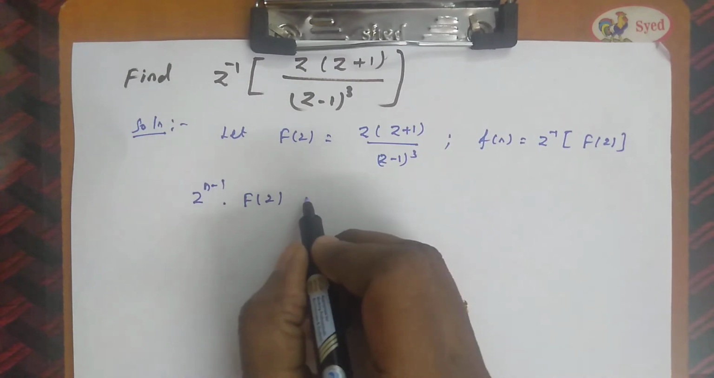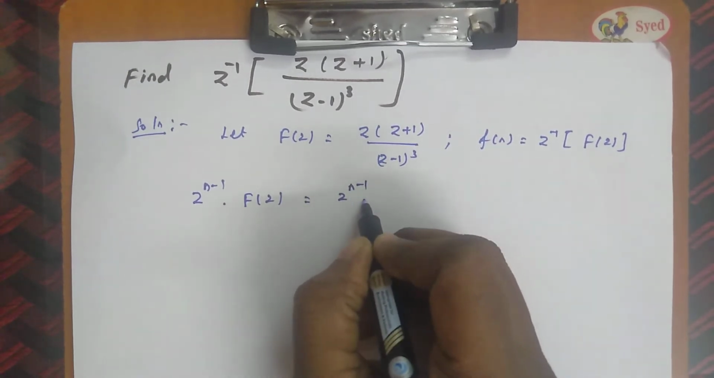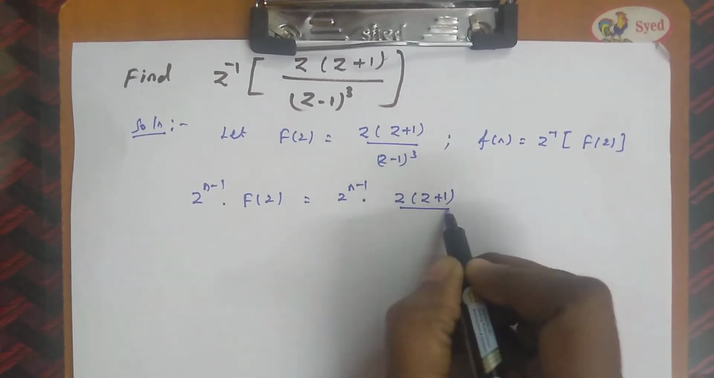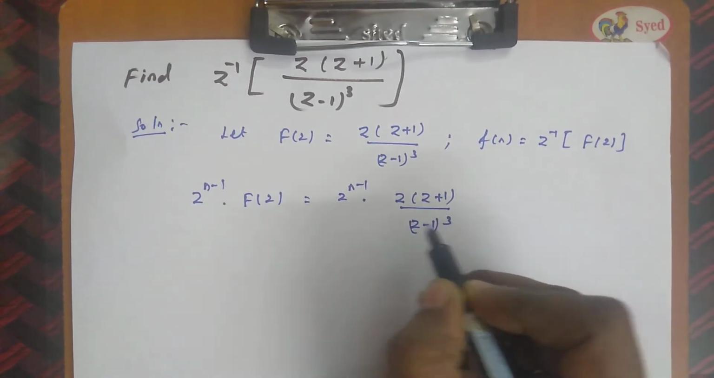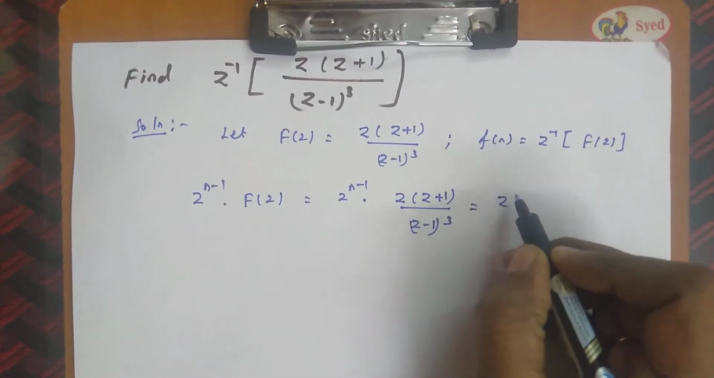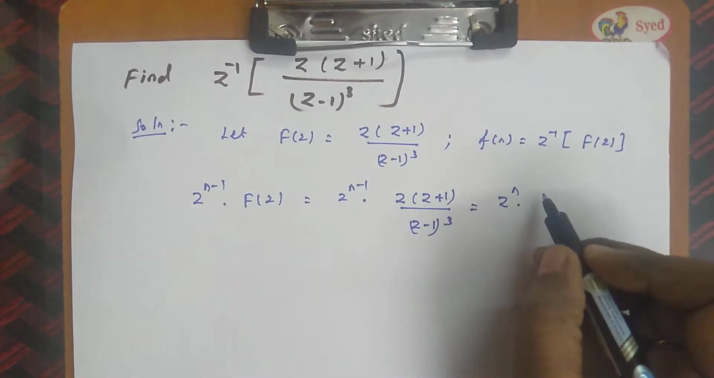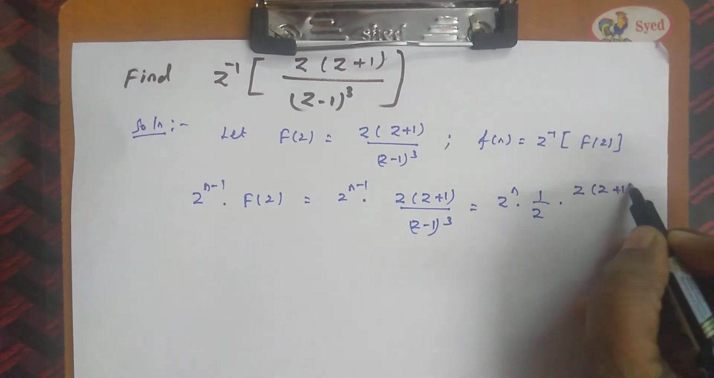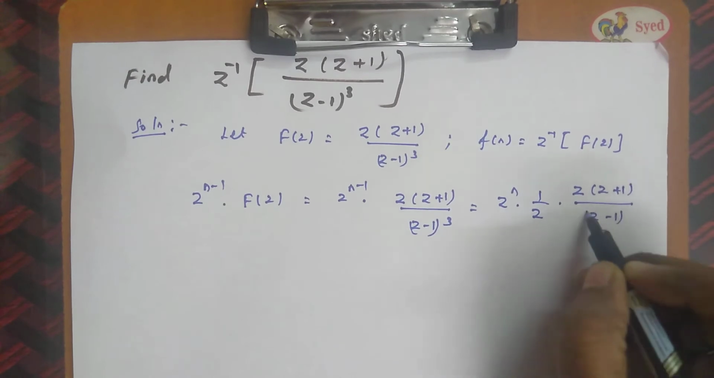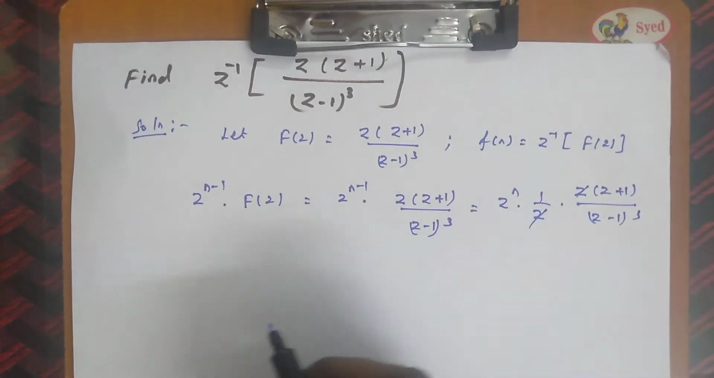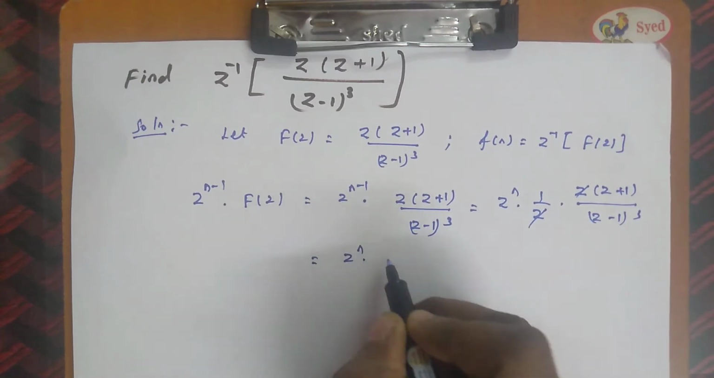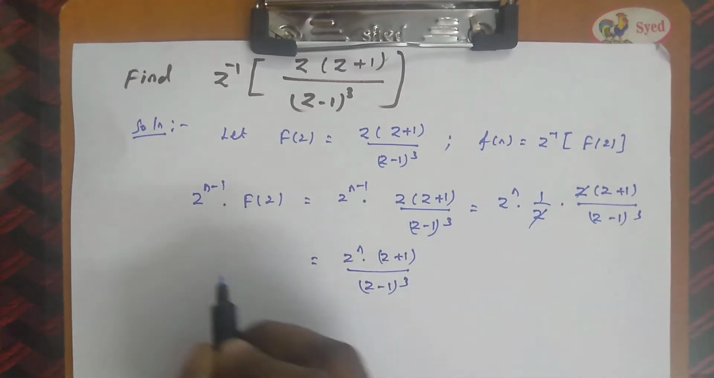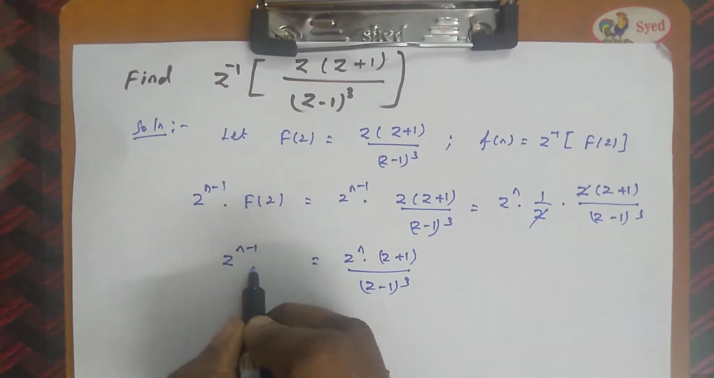So we have to find out this term, which is equal to Z power n minus 1 into f of Z. F of Z is nothing but Z into Z plus 1 divided by Z minus 1 the whole cube. Now Z power n minus 1 can be written as Z power n into Z power minus 1, that is 1 by Z, into Z into Z plus 1 divided by Z minus 1 the whole cube. Now the Z and Z will cancel off. So which is equal to Z power n into Z plus 1 divided by Z minus 1 the whole cube. So this is what our Z power n minus 1 into f of Z.